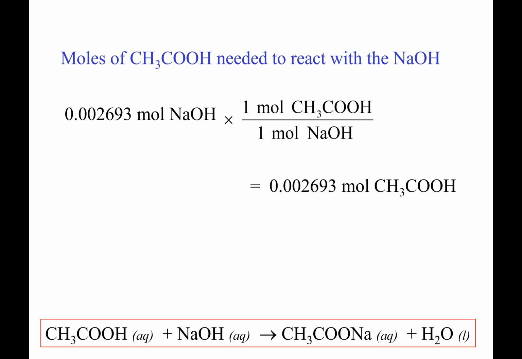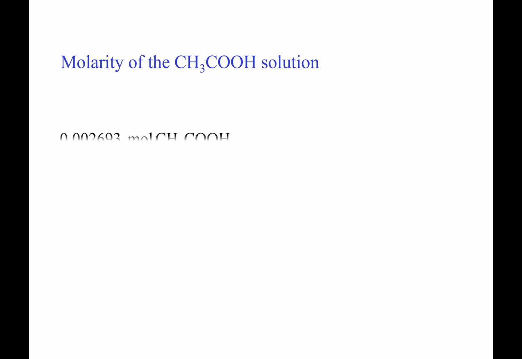Okay, so Allison, do you remember what did we say we would do next? Or did I say it? What do you think? So we want molarity. So do we have the volume of the CH3COOH? 50 mL. So if we just take those moles and divide it by the 50 milliliters. So 0.002693 moles of CH3COOH divided by 50.00 milliliters of solution. That was our aliquot.